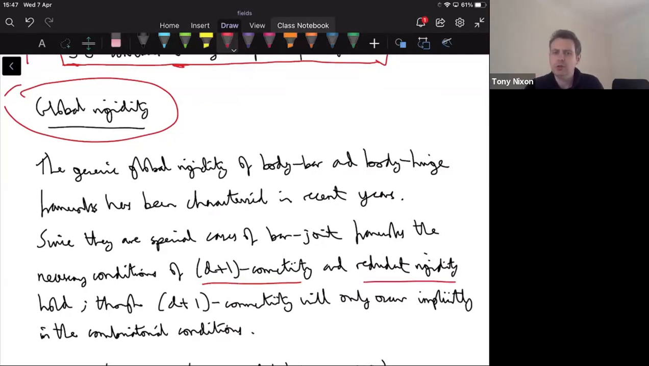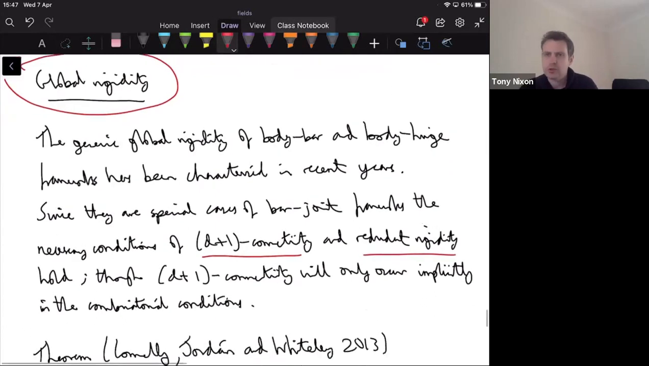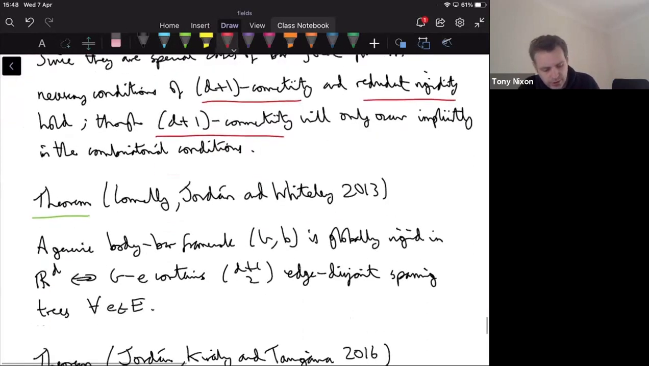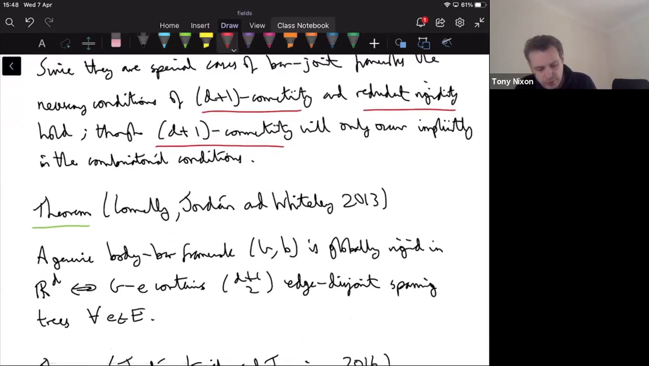So they must hold in this context, or you have to transfer them from the graph to the multigraph, or to 5G or whichever way you want to do, or to the square of the graph. So when you do that, the d+1 connectivity condition sort of disappears and will only be there implicitly in what's going on. So here's the theorem for body-bar frames.